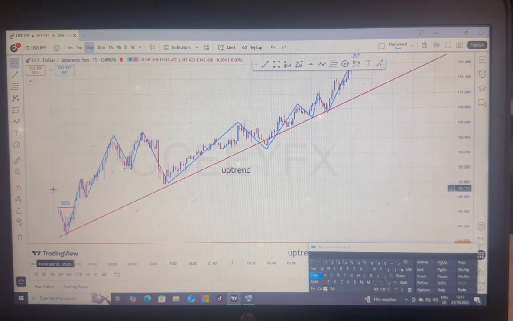So as you can see, after the break of structure, this is a higher low. Let me mark that out. Higher low. This is a higher high. So after that, what do you see again? A higher high and a higher low. This is an equal high. I'll still show you that. So what happened after that equal high?